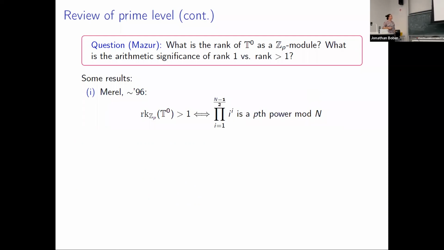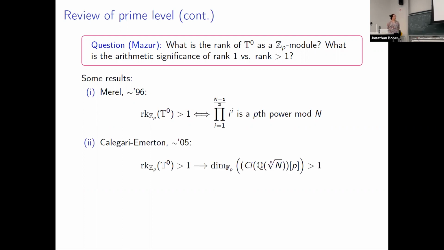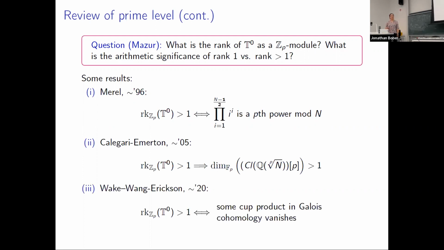So some known results. So first, Merel in 96 showed that this rank is strictly greater than 1 if and only if this strange number is a P-th power mod L. This is called Merel's number sometimes. And then Calegari–Emerton in 05 showed that if the rank is larger than 1, it implies that the F_P dimension of the P part of this class group is strictly greater than 1. And most recently, Wake and Wang-Erickson showed that this rank is strictly greater than 1 if and only if some cup product vanishes in Galois cohomology.